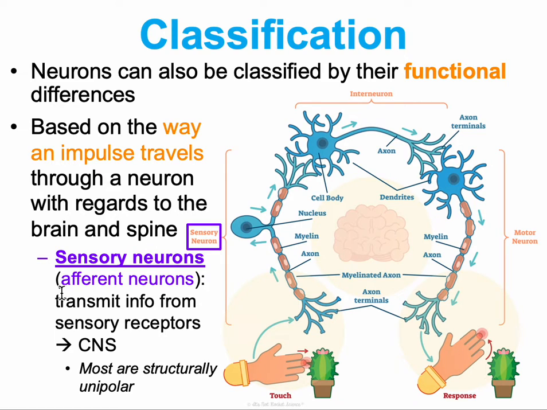So first we have sensory neurons, which are going to be transmitting information from sensory receptors to the central nervous system. Most of these are going to be structurally unipolar, which we talked about on the last slide. You can see with that diagram, if you touch this little prickly cactus, that's going to generate a response that will go all the way through, creating the response for you to pull your hand back. So that is the sensory neuron part of what's happening. That is just this little section right here.